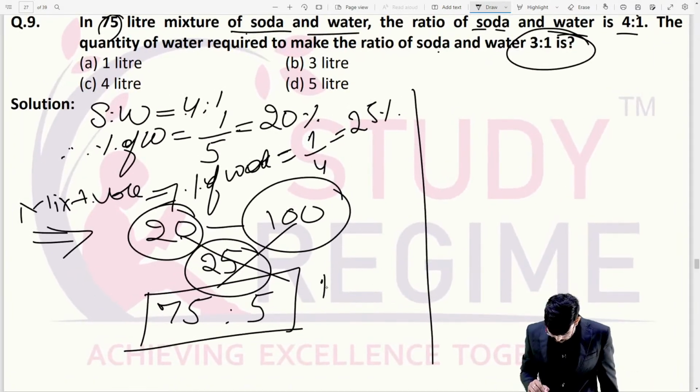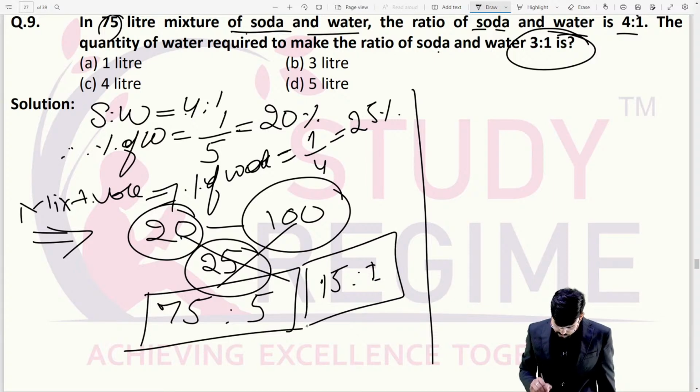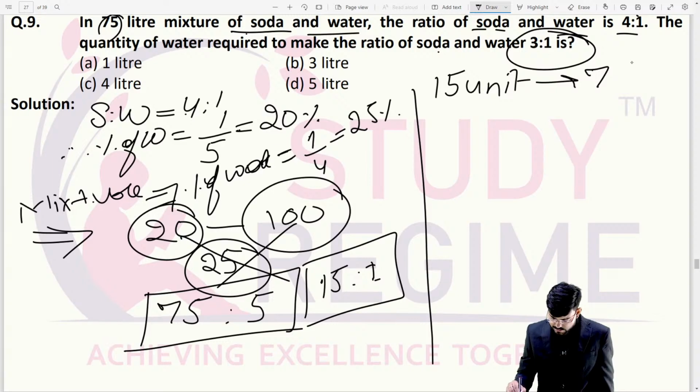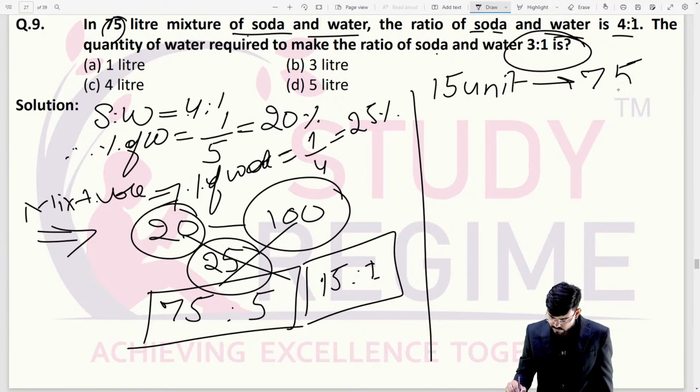Okay, the ratio will become what? 15:1. So in the given question, 15 units will represent how much quantity? 75 liters of mixture. So 1 unit will represent how much? 5 liters of mixture.